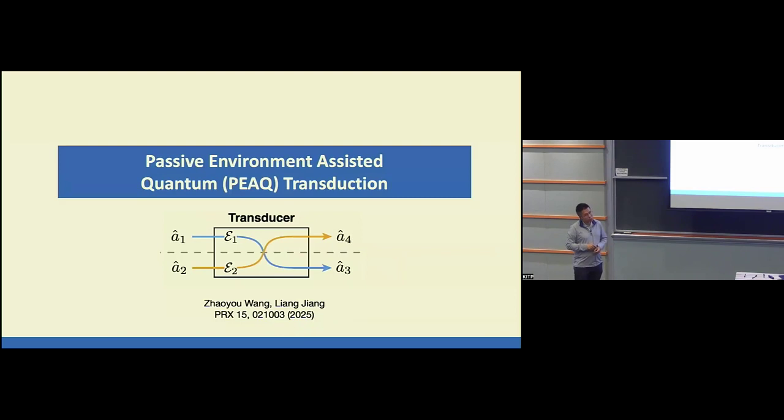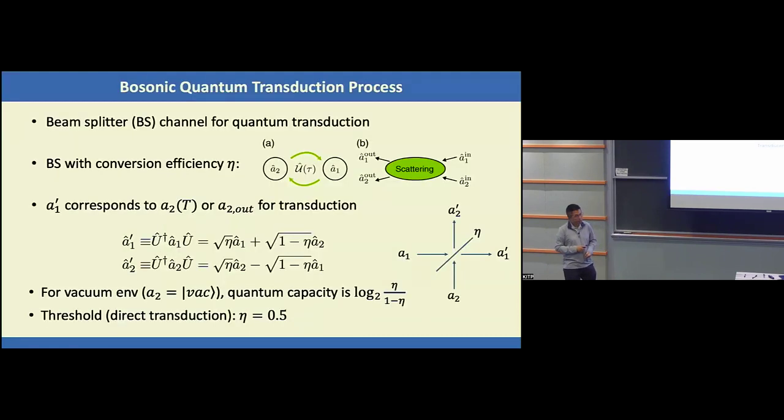And you can think that, with an additional external pump, this transducer can be modeled as just a beam splitter between microwave and optical modes. Now there is a difference between a transducer and our fiber channel. For transducers, you can actually control the input of both input ports, even if you just want to convert from A1 to A3. You can put something non-trivial in A2 that might potentially help you to boost the performance of the transducer.